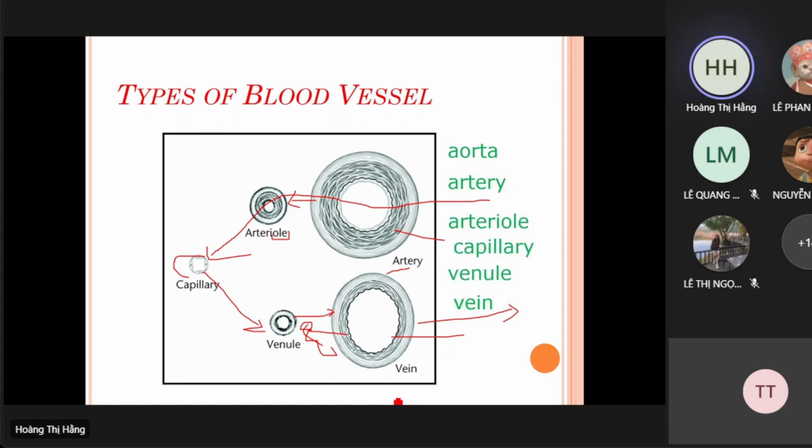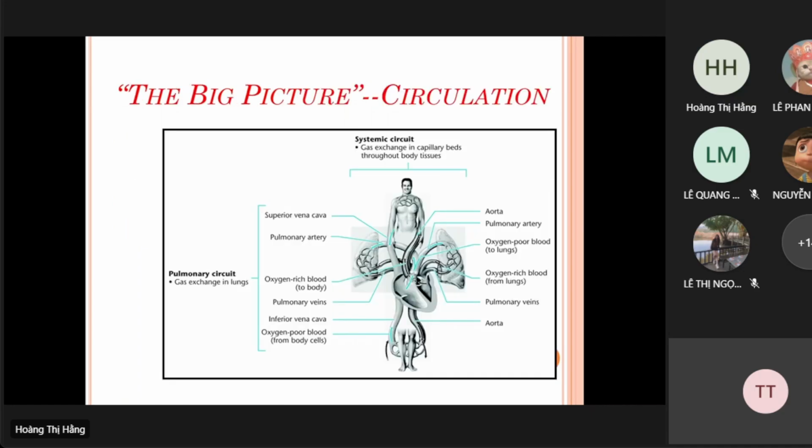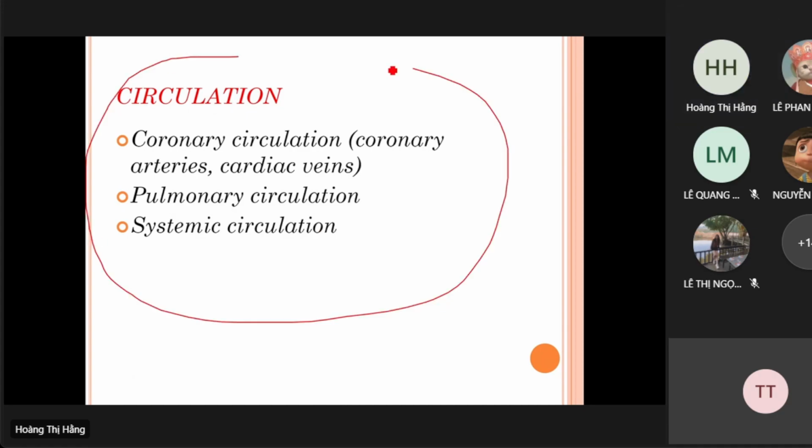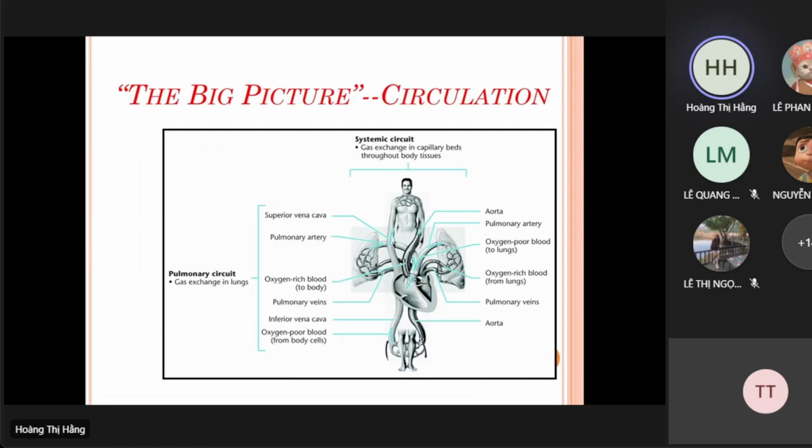Circulation coronary. Đối với vòng tuần hoàn thì các bạn mình sẽ có ngay trong tim, xung quanh tim, đó là coronary circulation, mạch vành ha, coronary artery, cardiac veins, và mình sẽ có pulmonary circulation, systemic circulation, vòng tuần hoàn lớn, vòng tuần hoàn tim phổi và vòng tuần hoàn ngay tim, coronary, mạch vành ha.